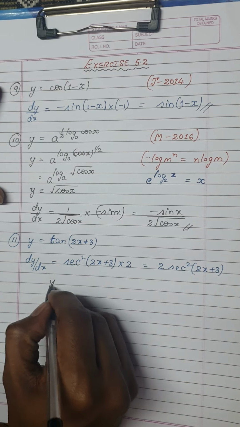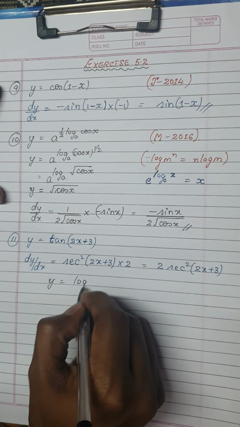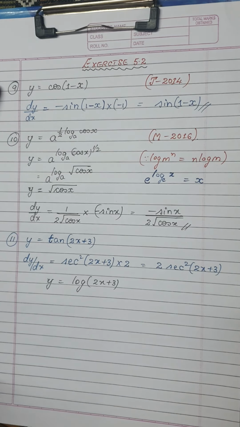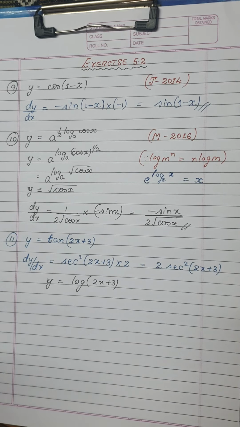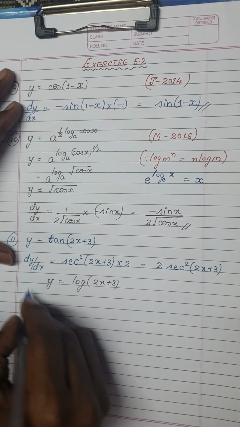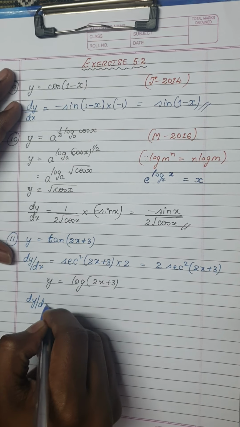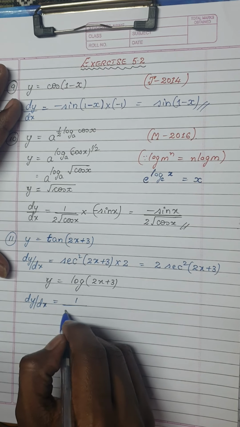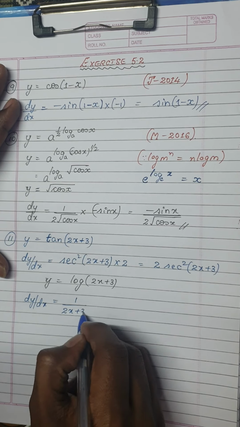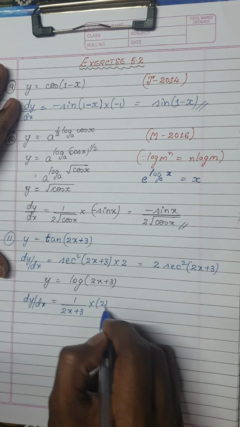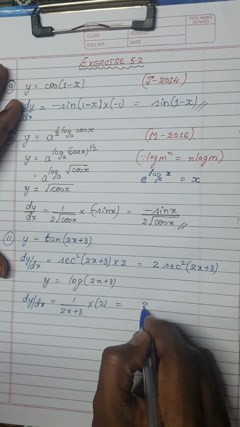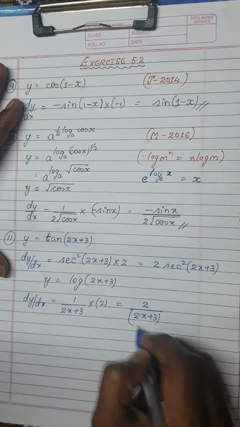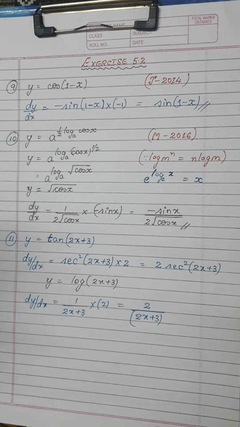In case they ask you y is equal to log of 2x plus 3, they can ask you with any function. Be ready to find the derivative given any function. So the derivative of log of 2x plus 3 is 1 divided by 2x plus 3 into the derivative of 2x plus 3, which is 2. So finally 2 divided by 2x plus 3.